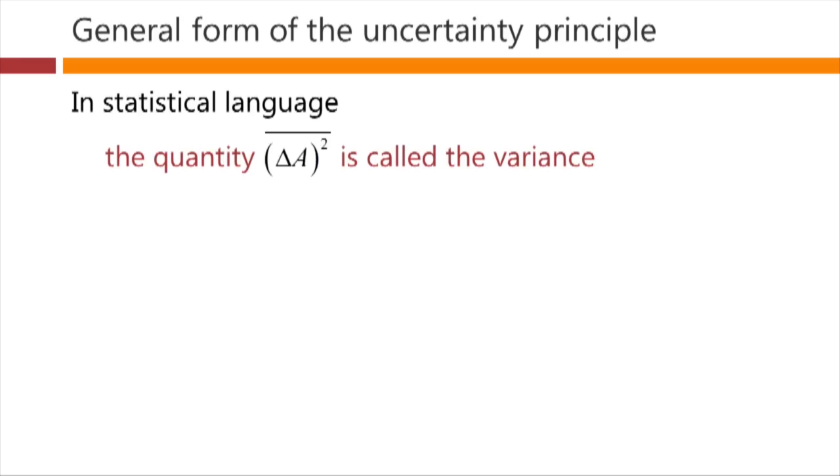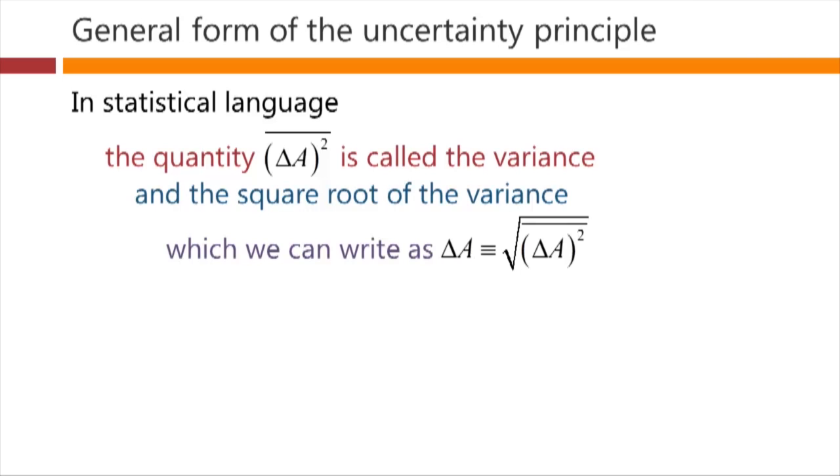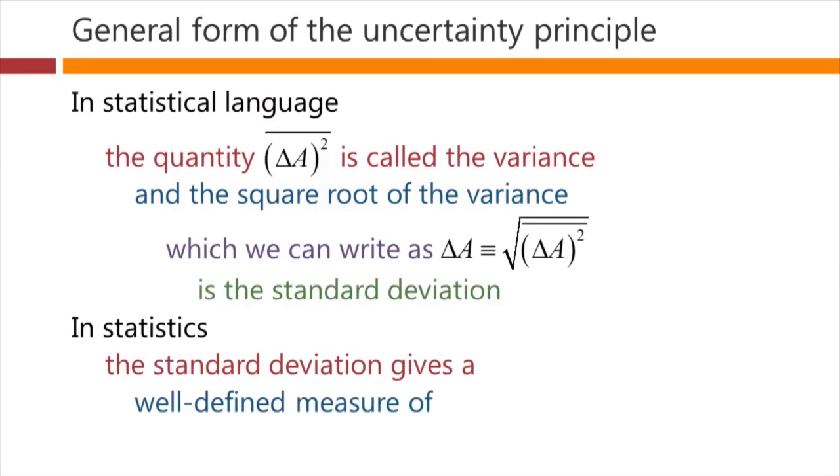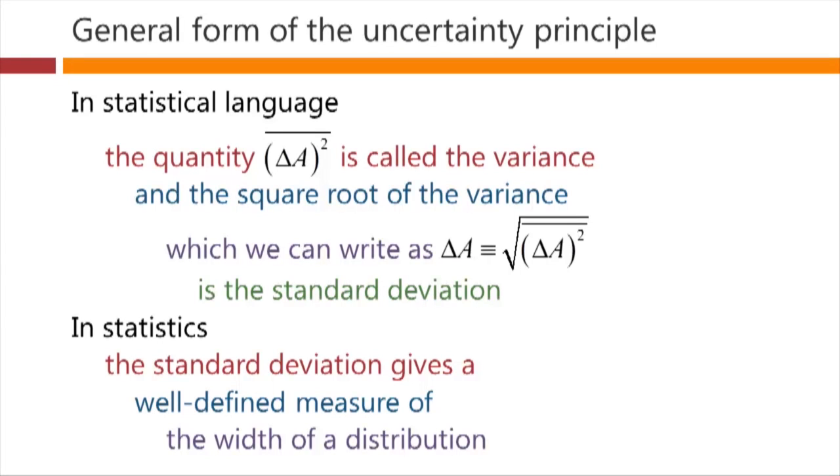In statistical language, of course, this quantity is called the variance. And the square root of the variance is known as the standard deviation, and it is written like this, obviously. We can call it delta A if we want to. It's just a number here. The square root of the average value of delta A squared. And in statistics, of course, the standard deviation gives a very well-defined measure of the width of some statistical distribution. So it's a good measure of width in the answers that we are getting.